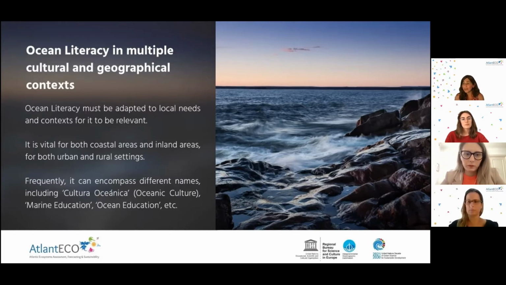As I was saying before, it doesn't really matter where we are, if we are living in coastal areas, rural areas, in cities. It's really a concept that needs to be, I would say, used and reinvented according to the different needs. As I was saying before, this is a concept that is really evolving.